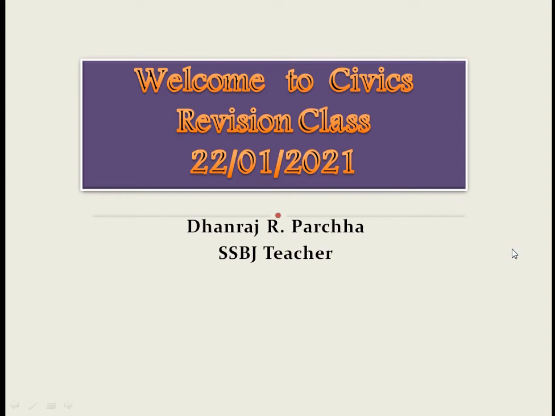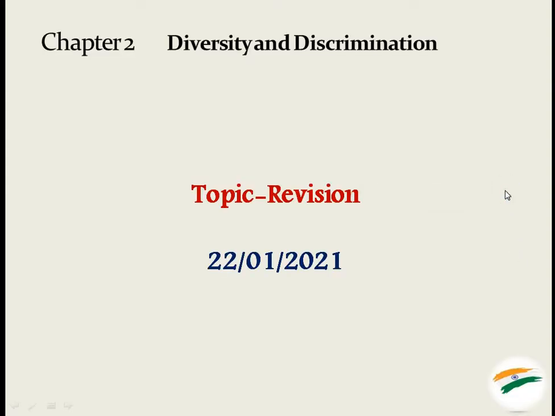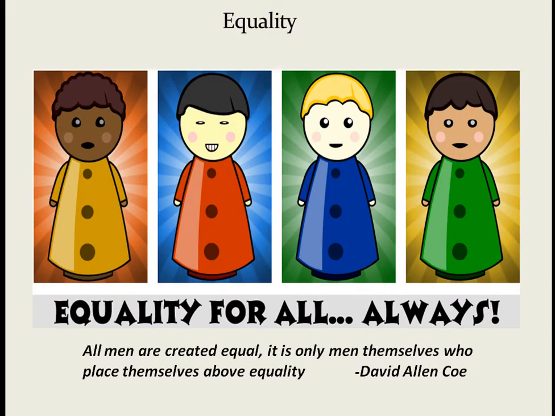Chapter number 2 is Understanding Diversity and Discrimination. Topic is revision. Today on 22nd January 2021, we are going to revise the whole chapter in a short gist form, as well as do the question answers of this chapter. Moving further, first see equality. So, equality for all and always.